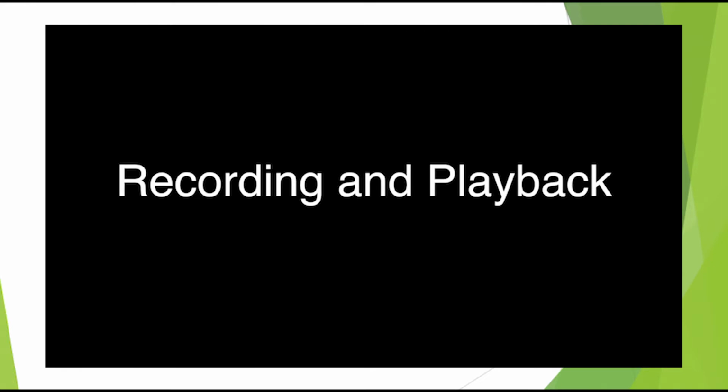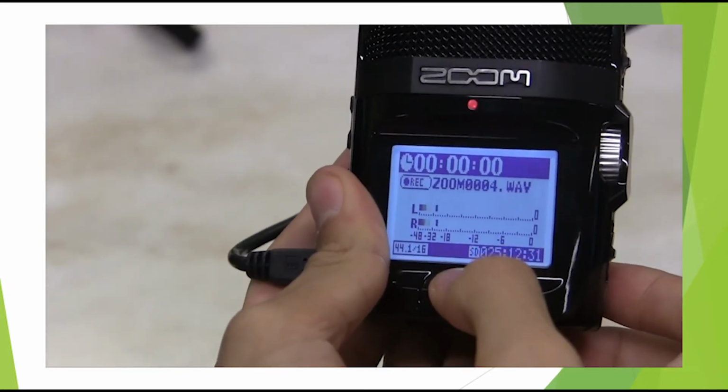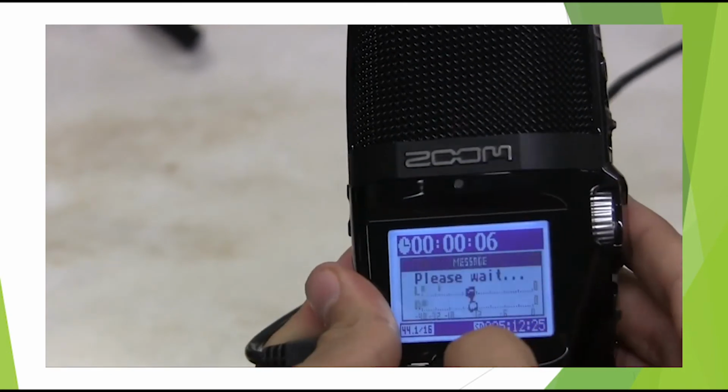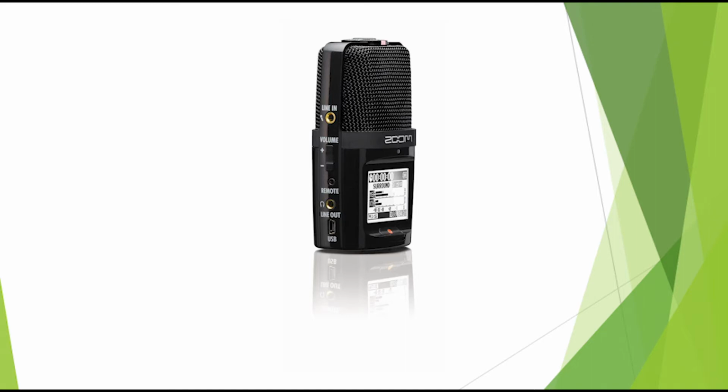Once all of your settings are correct, recording may begin. To start recording, press the record button at the bottom of the recorder. To stop recording, press the record button a second time. An important note, always wear headphones when recording audio. There is a headphones jack on the left side of the Zoom that says line out.